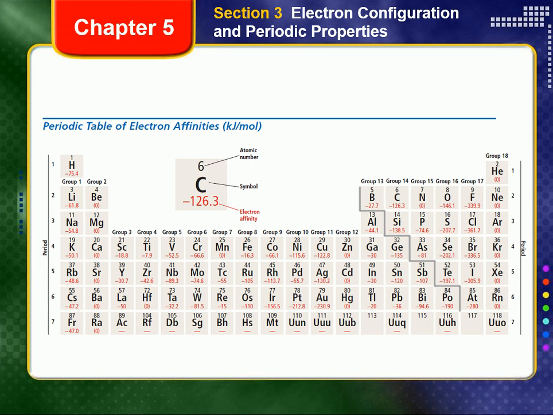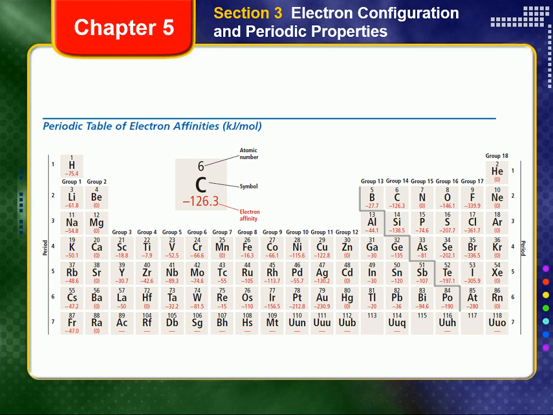An exception to this trend occurs between groups 14 and 15. Compare the electron affinities of carbon, which has an electron configuration of helium 2s2 2p2, and nitrogen, which has an electron configuration of helium 2s2 2p3. Adding an electron to a carbon atom gives a half-filled p sublevel. This occurs much more easily than forcing an electron to pair with another electron in an orbital of an already half-filled p sublevel of a nitrogen atom.